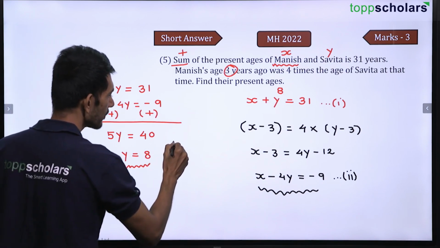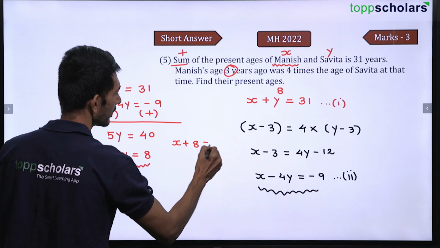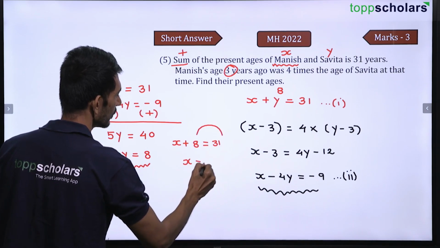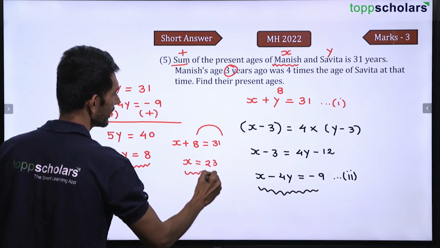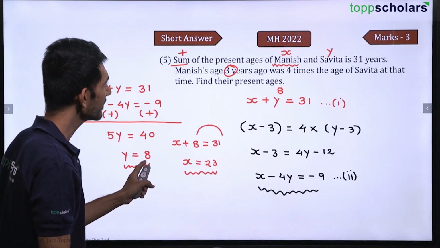So that gives you x plus 8 is equal to 31. So x is equal to 31 minus 8, that is 23. So the value of x is 23, the value of y is 8.